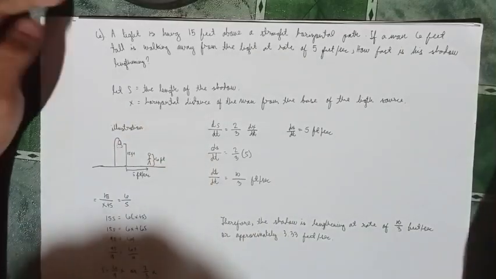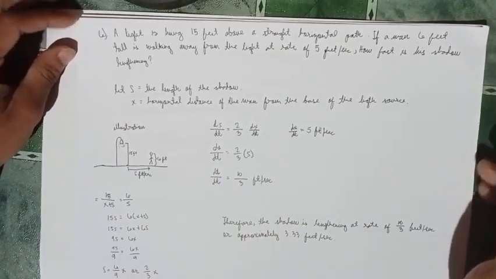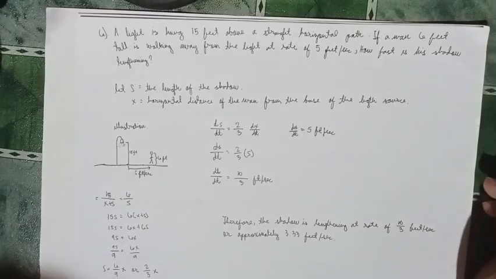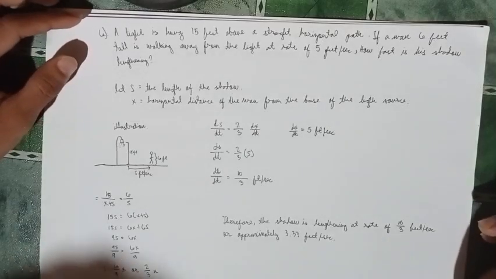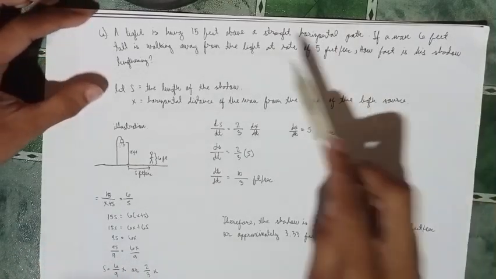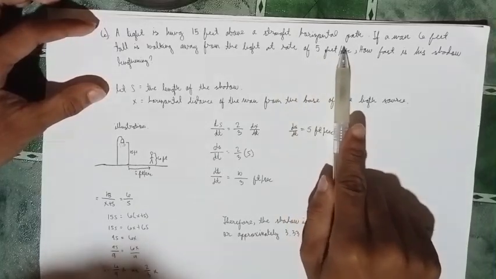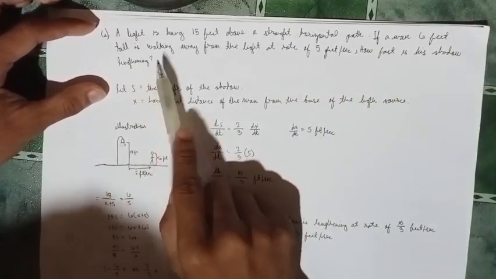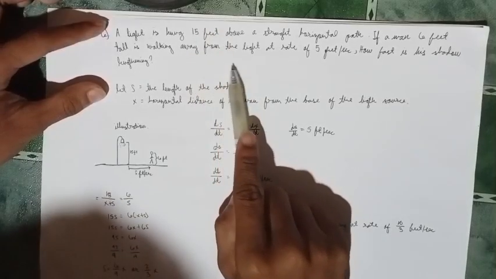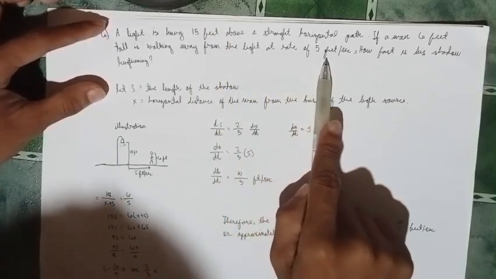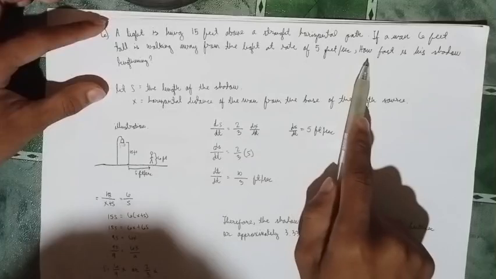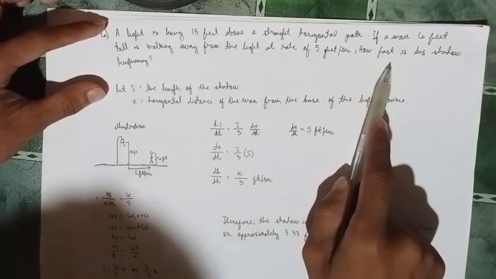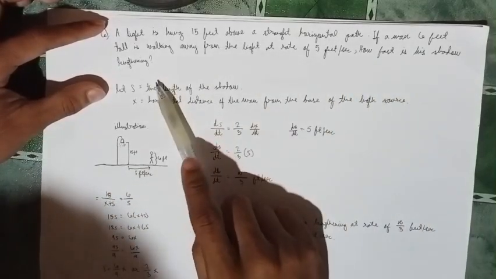So now let's continue with the second worded problem. The question here is: a light is hung 15 feet above a straight horizontal path. If a man 6 feet tall is walking away from the light at a rate of 5 feet per second, how fast is his shadow lengthening?